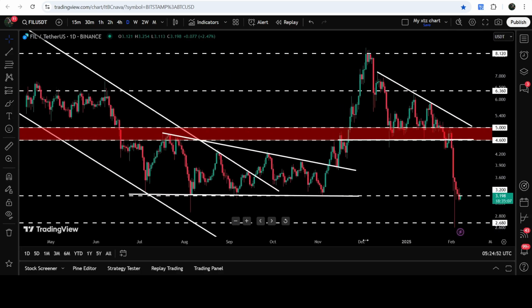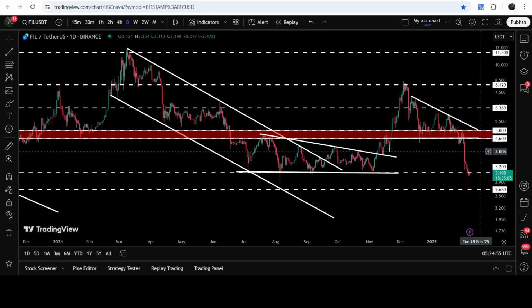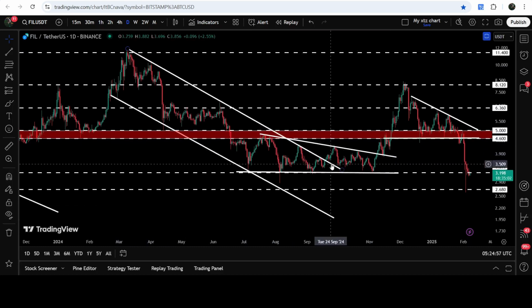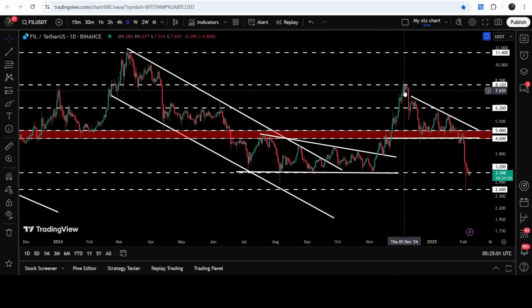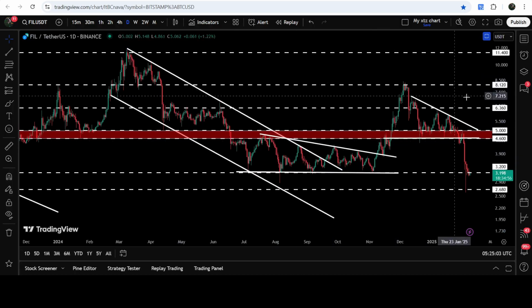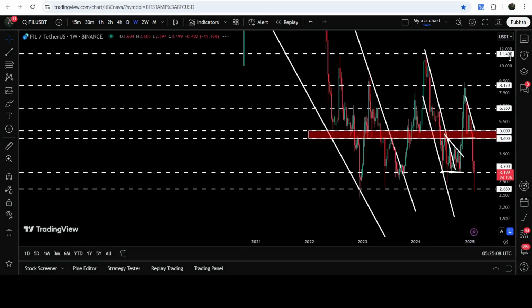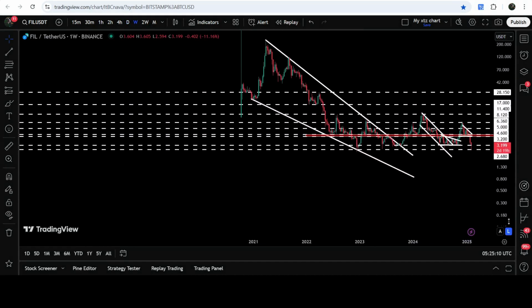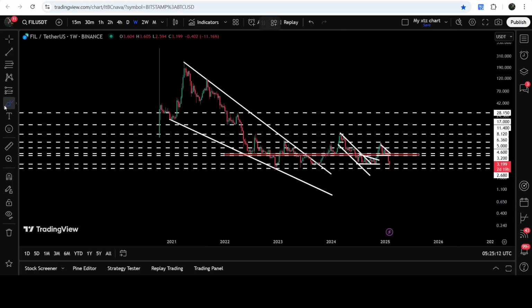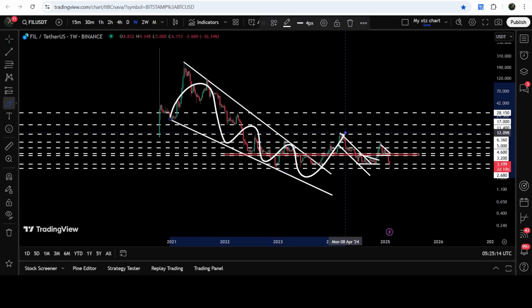And I would also like to show you this previous breakout from this down channel and from this descending triangle as well. You can see that after the breakout from this descending triangle, we had a nice pump, but the price was rejected by this resistance of $8.12. And I would also like to show you another very, very massive breakout that has happened here on the 7-day time frame chart from this big and long-term falling wedge pattern as well.